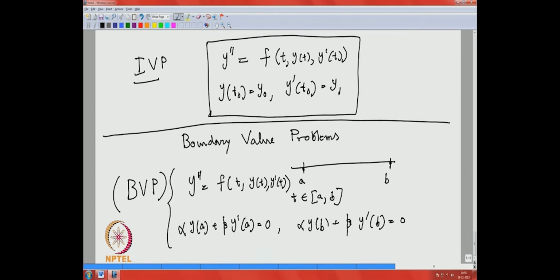For example, if you take beta equal to 0, alpha equal to 1, you have y of a equal to 0, y of b equal to 0, which will be a particular case of that. So basically you have an equation prescribed in a certain interval and you have the boundary conditions. Just like we have a motivation for the initial value problem along the trajectory, you will have the motivation when we introduce it, because I do not want to spend time now on the boundary value problem in the introductory lecture, but you will get to know about it.